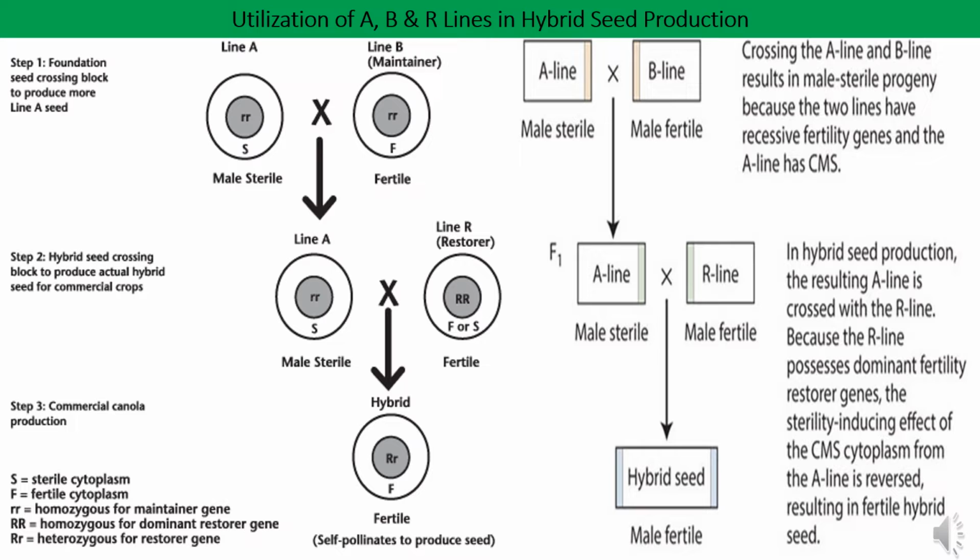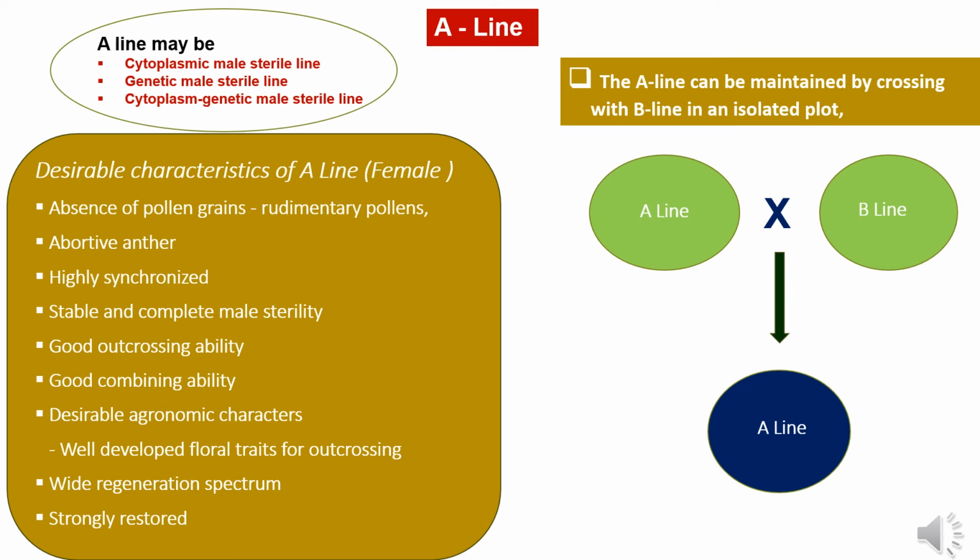So this flow chart gives the details of how the process is incorporated in the utilization of these lines and production of hybrid seed. Now we will discuss in detail about A line. A line is male sterile line, and this sterility is of different kinds: cytoplasmic male sterile line, genetic male sterile line, and cytoplasmic genetic male sterile line.